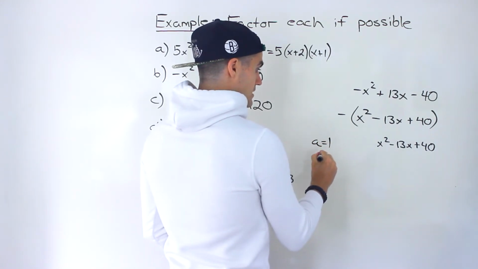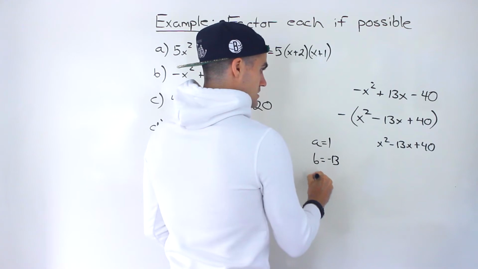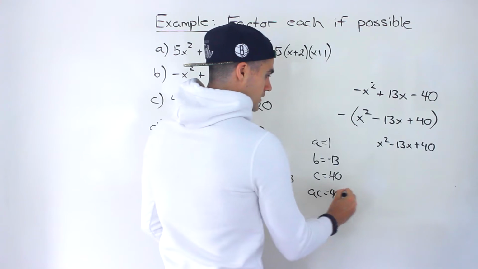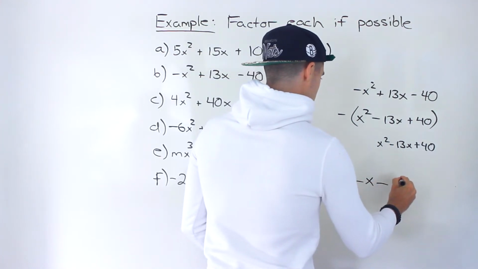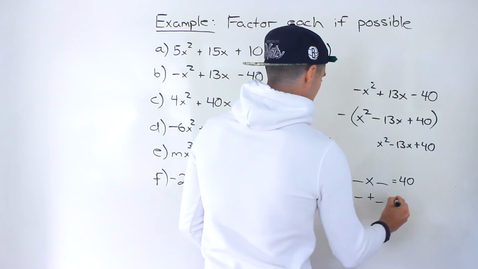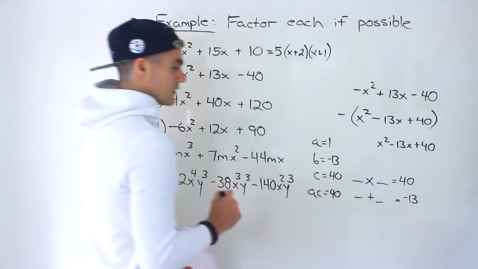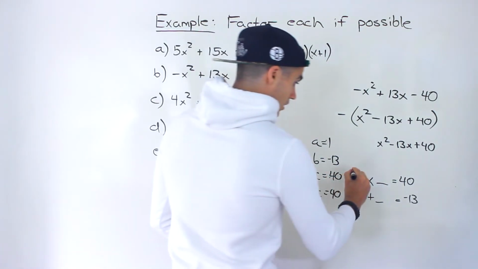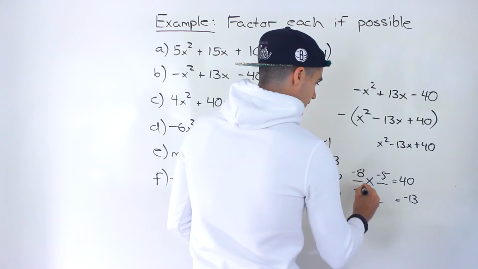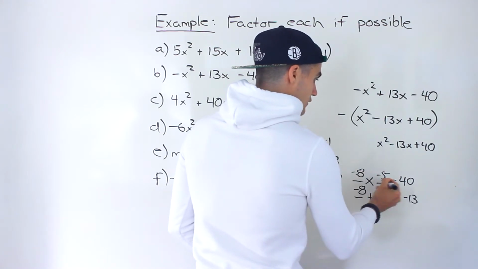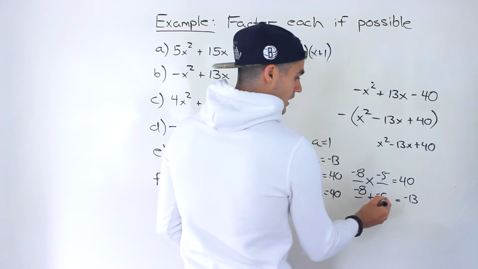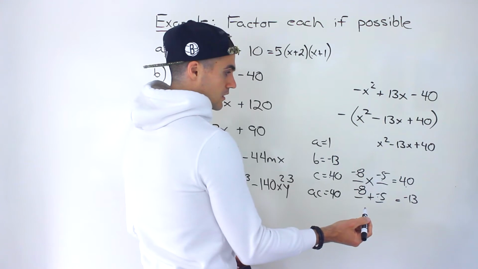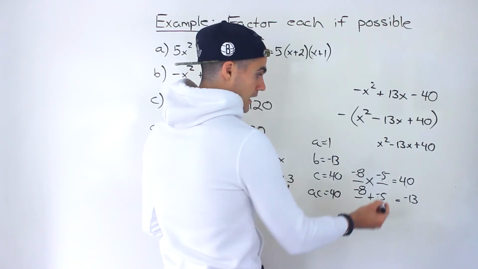So same steps, A is 1, B is -13, the C value is positive 40, A times C is 40. So we've got to find two numbers that multiply to that AC value of 40, add up to that B value of -13. Like that. And then if you do some trial and error, the two numbers, the two integers, are going to be -8 and -5. Right? -8 times -5 is 40. -8 plus -5, this plus and minus turn into a minus, so -8 minus 5 gives us -13. Right? So those are the two values here.